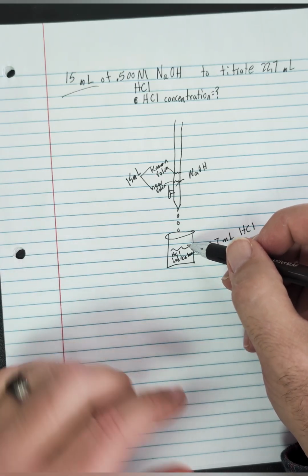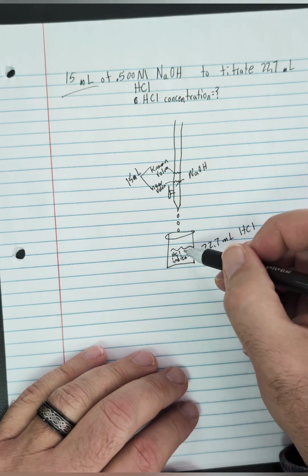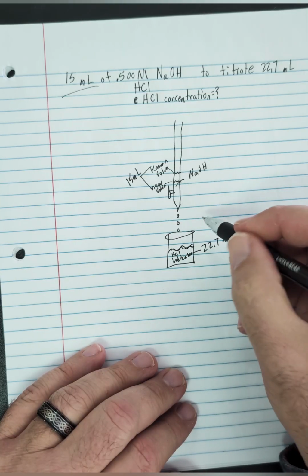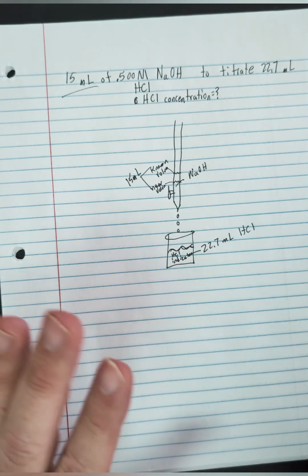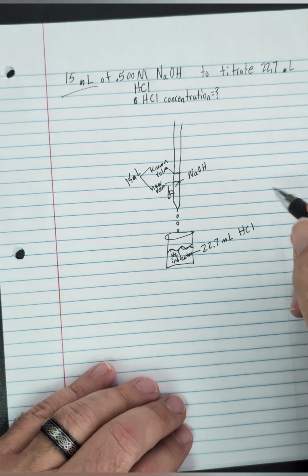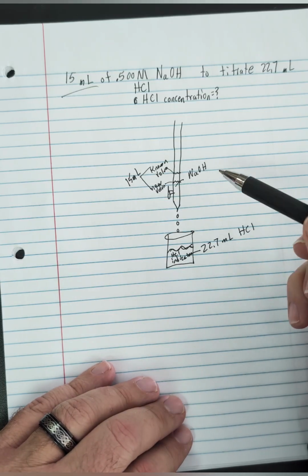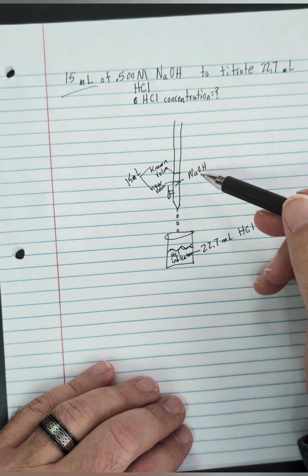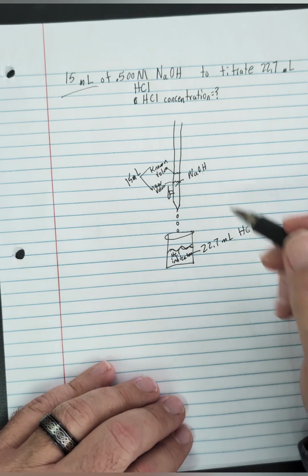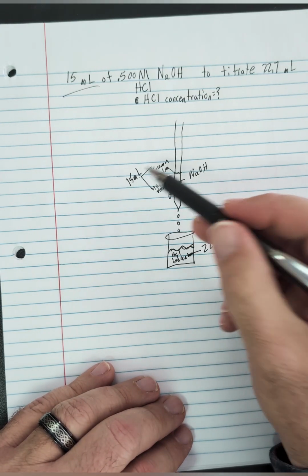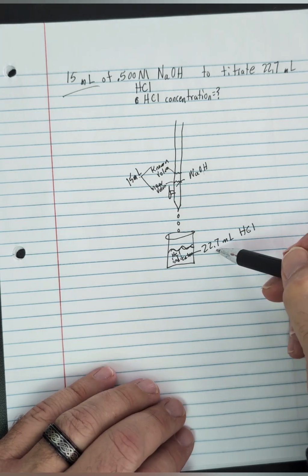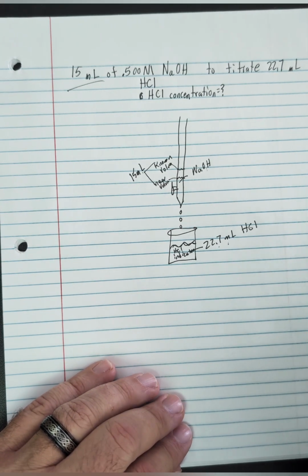And then you do another drip, and you keep doing drip by drip until you get it perfect and it doesn't change anymore. And at that point, you have completely neutralized this acid with that base. And we can use this volume to calculate what this concentration was.